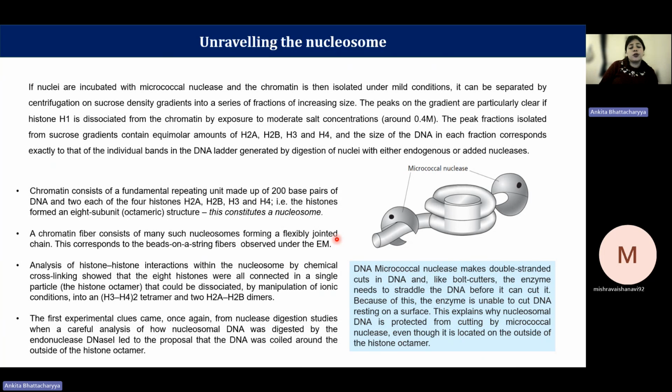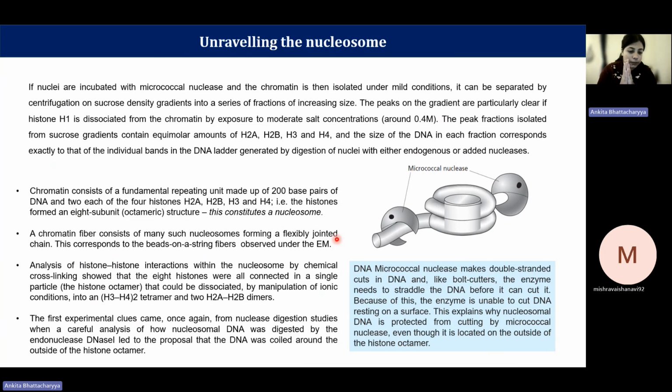This corresponds to the beads on a string fiber observed under electron microscope. Analysis of histone-histone interactions. Again, these are all experimentally validated. I've mentioned some experiments. I had to skip some because if you think about it, all these discoveries, there are a number of experiments that have actually supported each of these hypotheses.